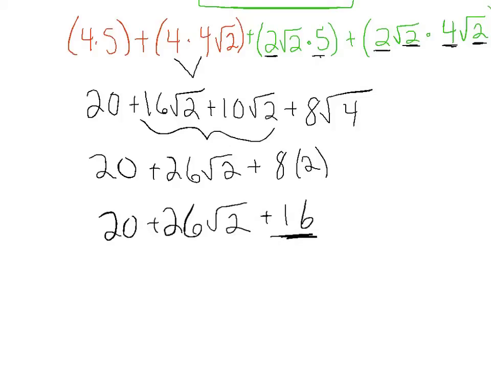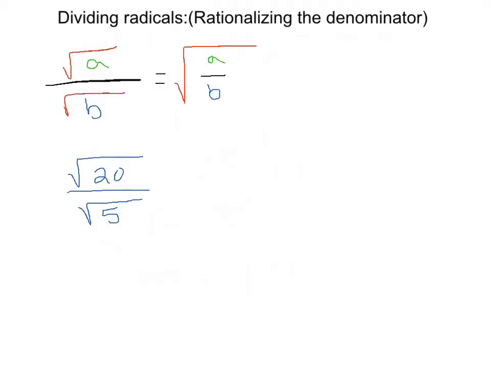And now I can combine my like terms again. So 20 plus 16 is going to give me 36 plus 26 square roots of 2. And there I have completely simplified. Alright, so let's look at the last part of what we're trying to learn today.